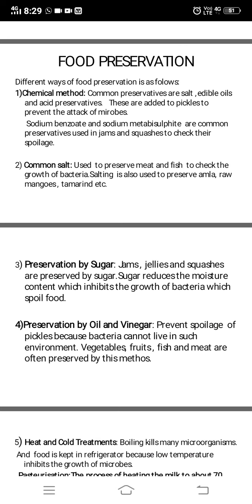Preservation by oil and vinegar. As I told you, in pickles and all, oil and vinegar is used. So oil and vinegar prevent spoilage of pickles, because bacteria cannot live in such an environment, since it is an acidic environment. Vinegar is acetic acid, so it is giving an acidic environment to it. So bacteria cannot live in such an environment. Vegetables, fruits, fish, and meat are often preserved by this method. By adding oil and vinegar, they are preserved.